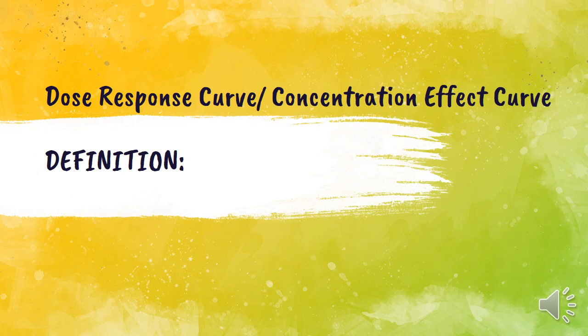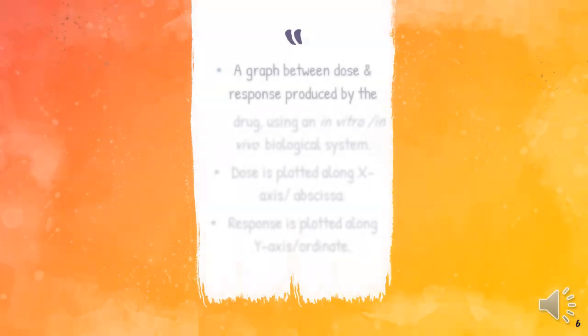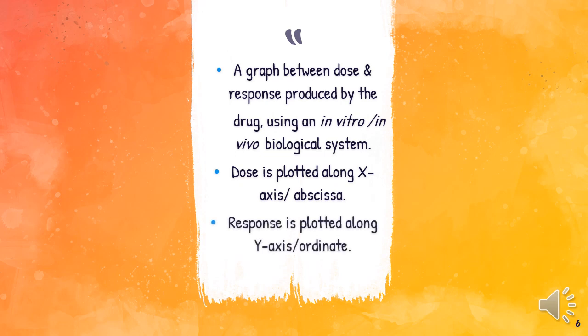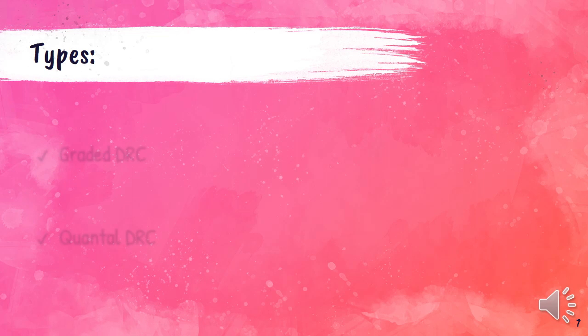So, what is actually the definition of dose response curve or concentration effect curve? A graph between dose and response produced by the drug using an in vitro or in vivo biological system. Dose is plotted along the x-axis, whereas response is plotted along the y-axis. There are two types of dose response curves. One is graded DRC and the other one is quantal DRC.